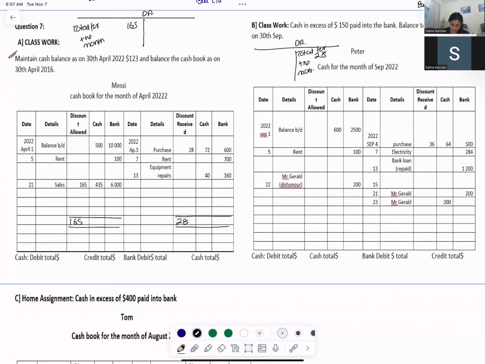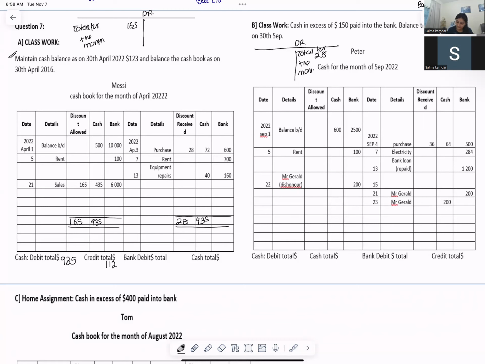Now see, cash account and bank account will be separately balanced. So cash account has a total of 935. It will always have a debit balance. And the credit side of the cash account has a total of 112. The credit side of the cash account will always be less because the cash account always has a debit balance representing the money that is lying in hand.